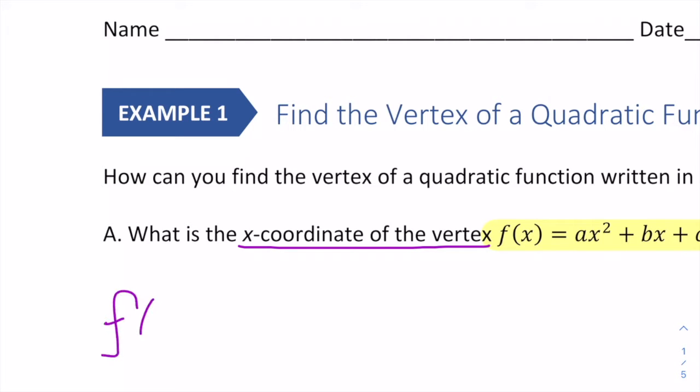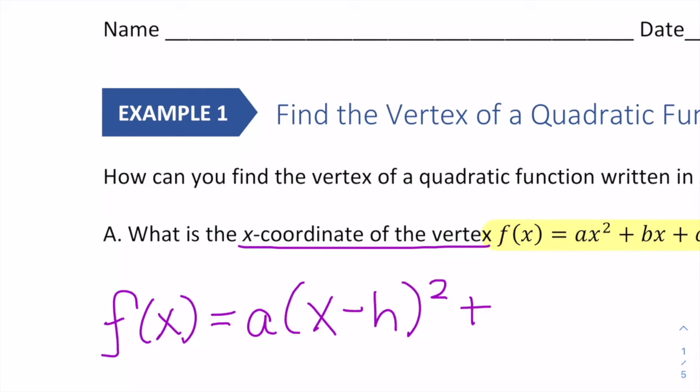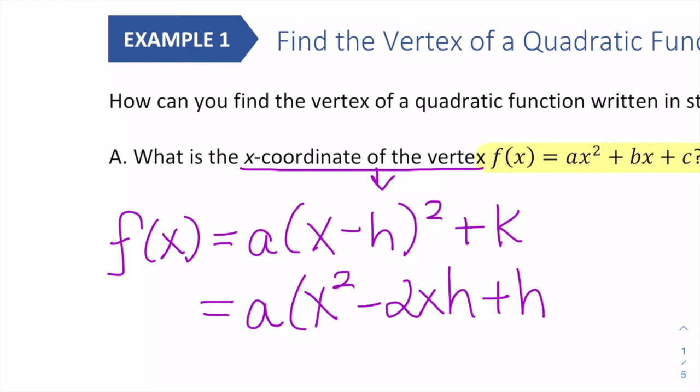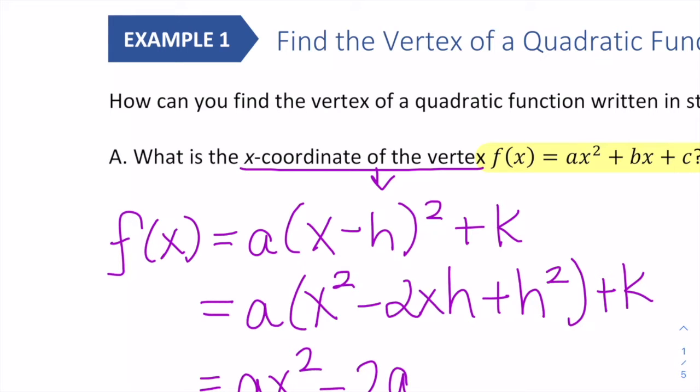If we remember, it's f of x equals a times x minus h quantity squared plus k. So again, we don't see the h, k. The h is that x-coordinate. So I'm going to FOIL and simplify this expression. We'll get x squared minus 2xh plus h squared. And then when I distribute the a, we'll have ax squared minus 2axh plus ah squared plus k.